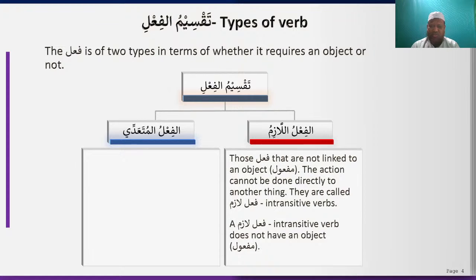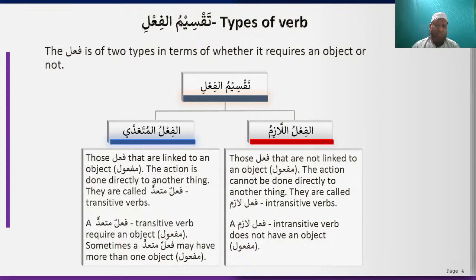Those فعل that are not linked to an object. The action cannot be done directly to another thing. They are called فعل لازم. In English, intransitive verbs. A فعل لازم does not have an object. Straightforward. Just remember فعل لازم does not have an object, مفعول به.